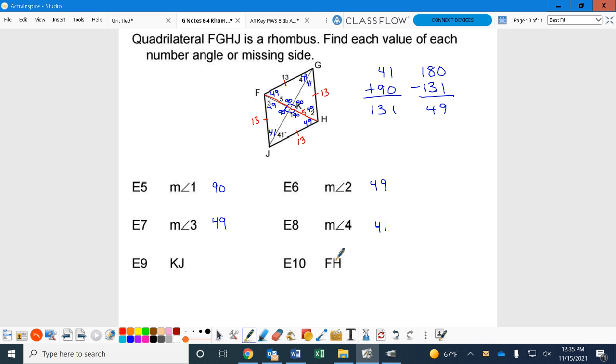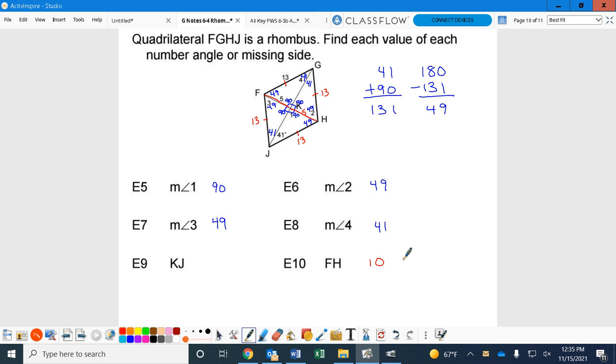See FH right here? FH is asking for this whole thing. So how long would that whole thing be? 10. Just add the 5 and the 5, you get a total of 10. That one doesn't require much work. That one's pretty straightforward.